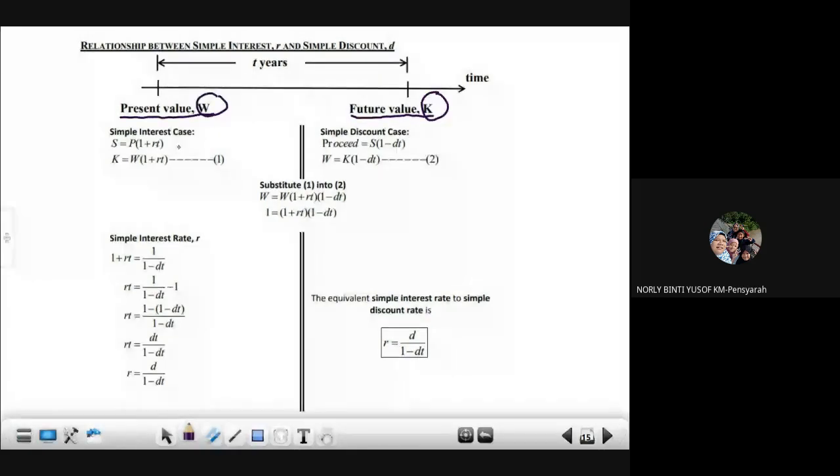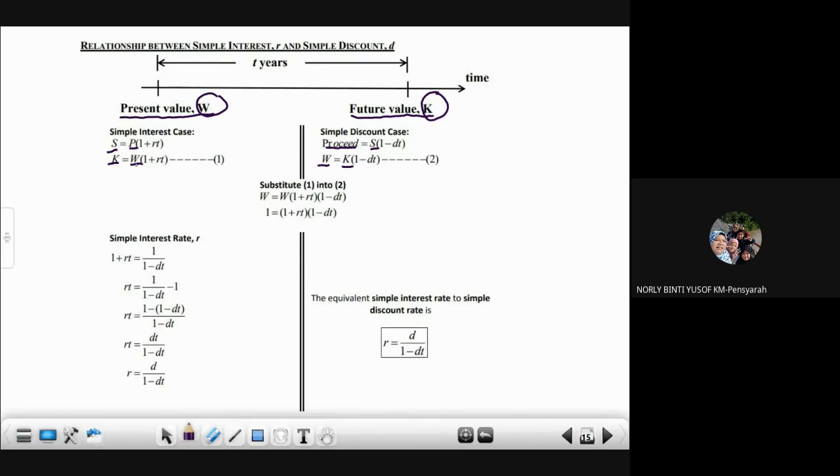So simple interest case kita pakai formula S tadilah kan. Total amount S tadi P in bracket 1 plus RT. Itu you gantilah, S tu adalah future value. Dan principal tu adalah present value. You ganti ni. Okay, and then simple discount case pun sama, proceed, you ada formula proceed sama dengan accumulate S iaitu loan you in bracket 1 minus DT. So proceed tu you ganti dengan present value. S tu adalah you punya future value. Dia terbalik lah. Kalau dalam simple interest, you punya accumulate amount tu jadi you punya future value kan.